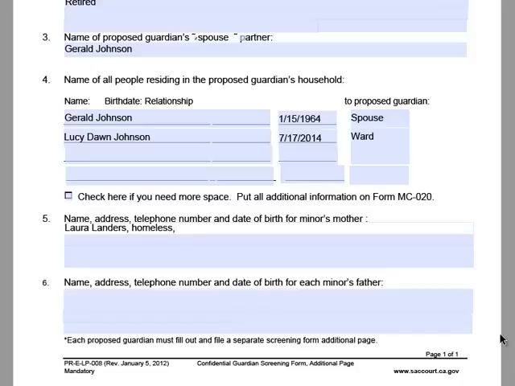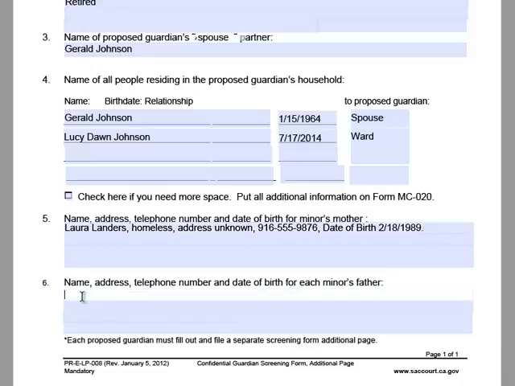I think I get it. 4 is just a list of people living in the household with me, their birthday, and how they're related to me. Finally, Lucy's mother's name, address, telephone number, and date of birth, and the same for her father. What do we do about her father, since he's in jail? We use the jail address if this is where he's going to continue to be, but if he were just in for a couple of days, we'd use his home address.